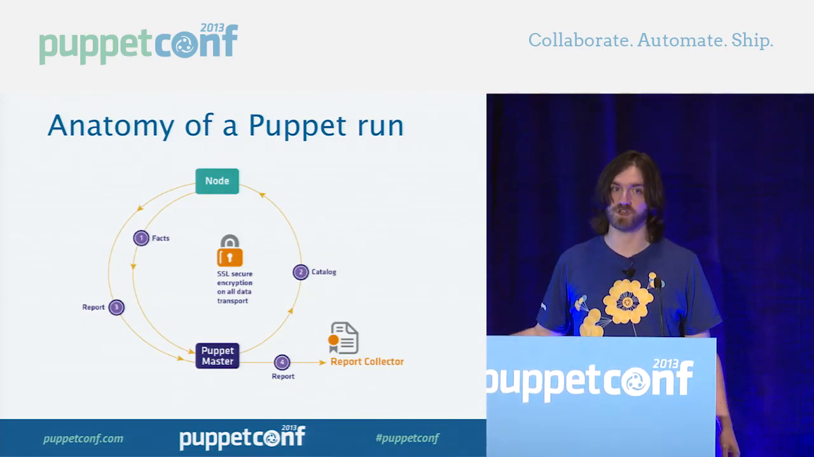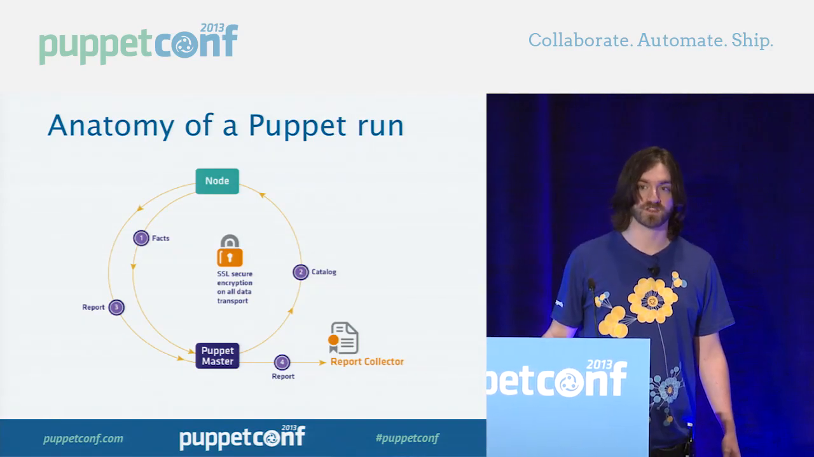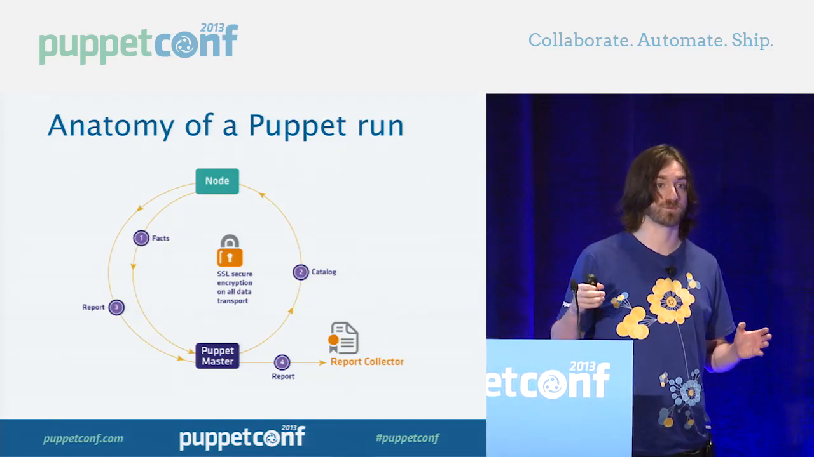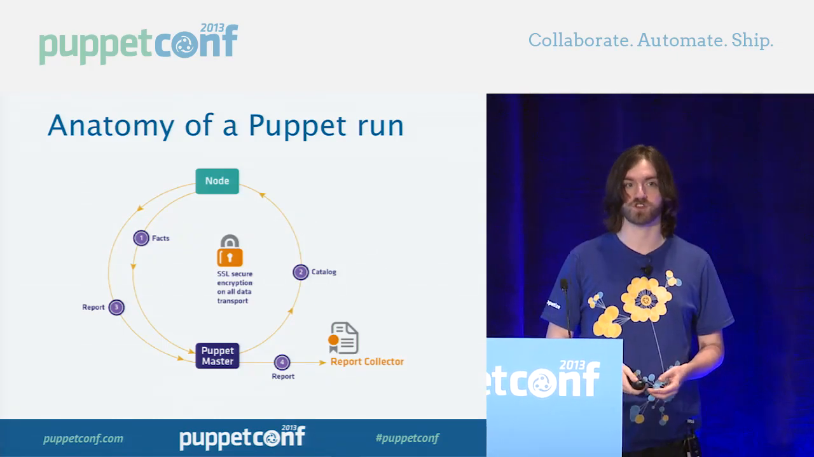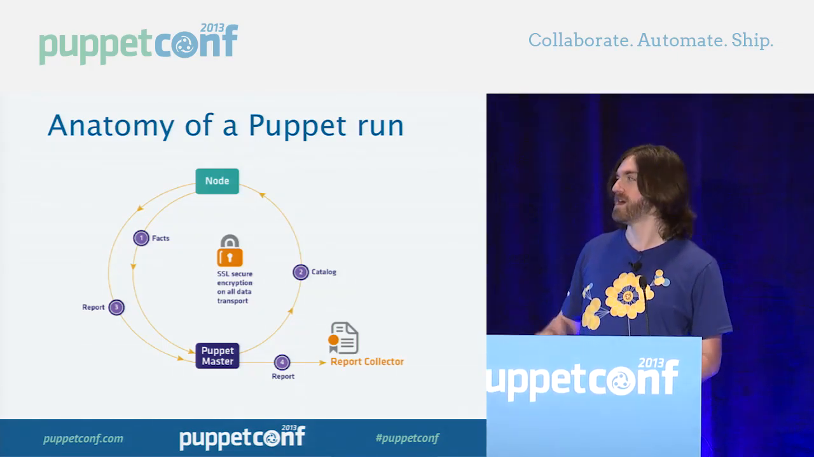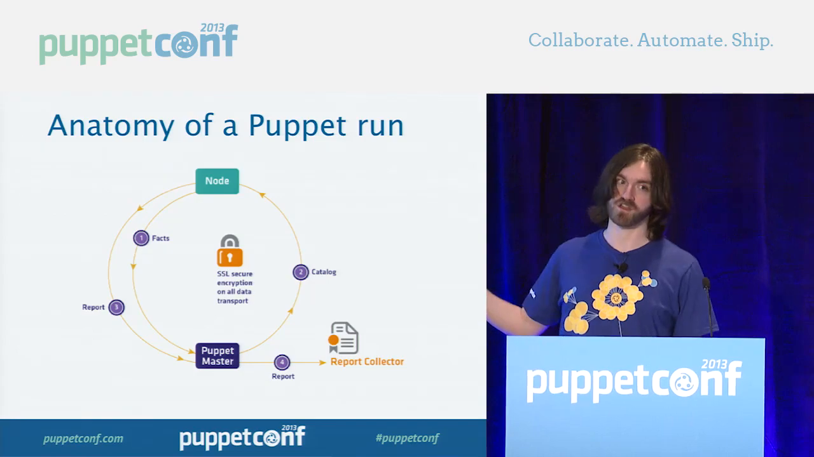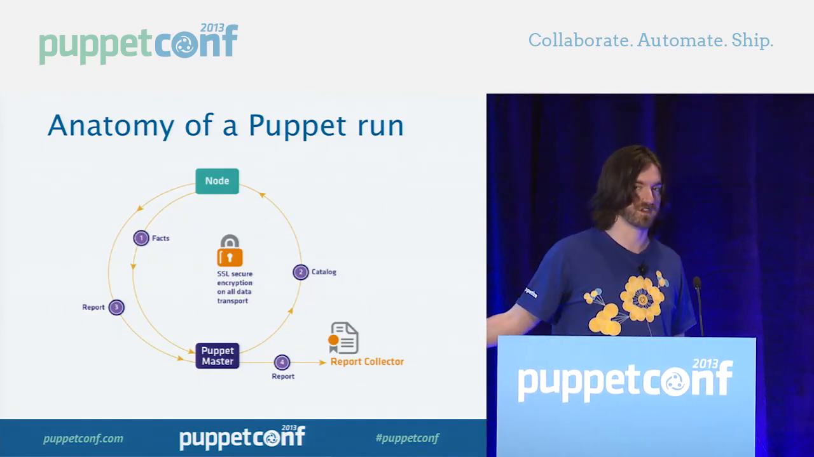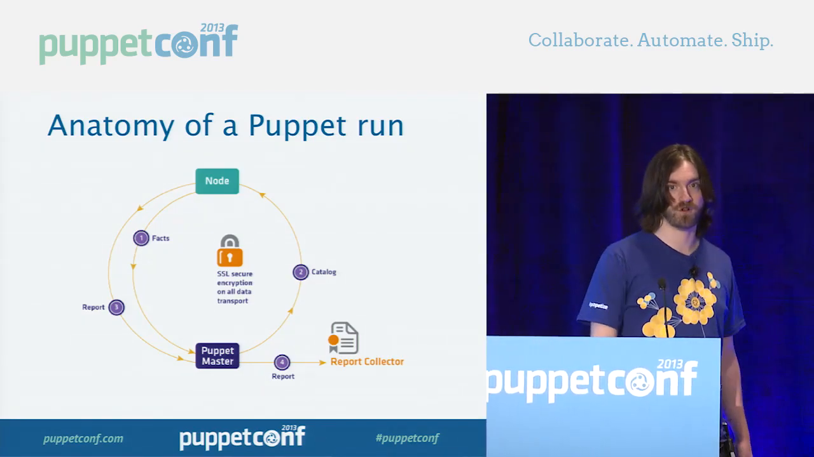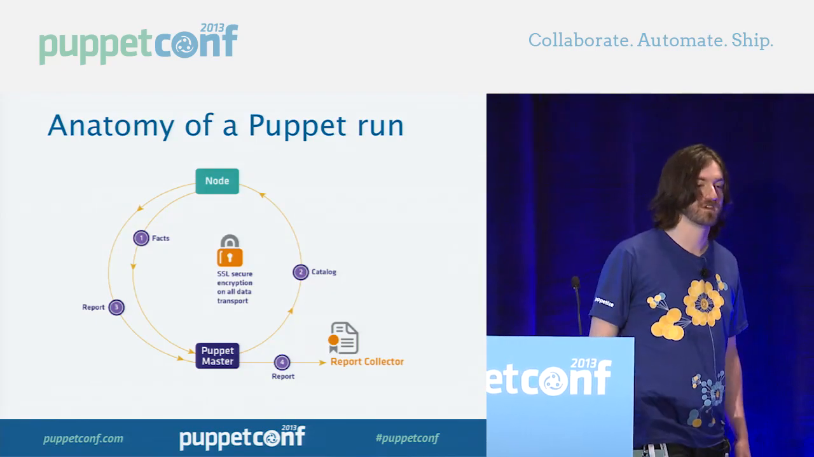First, the node sends up information about itself. The master compiles a catalog and sends it back to the agent, which is responsible for actually enforcing the configurations that you specified. Okay? I would say that this right here is basically Puppet in a nutshell. This is one of the most important things that you can understand about it. So for those of you who are new to Puppet, if you learn nothing else, learn this.